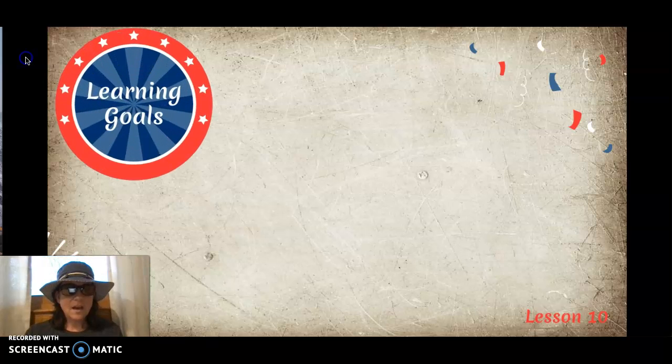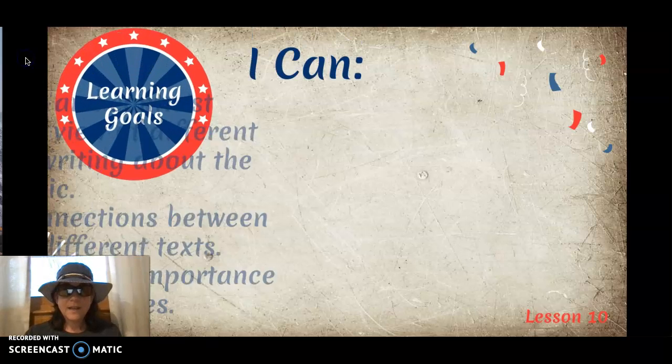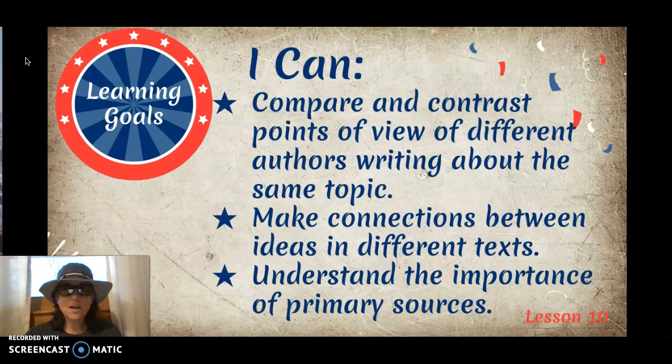All right, so today our learning goals are: I can compare and contrast points of view of different authors writing about the same topic. I can make connections between ideas in different texts, and I can understand the importance of primary sources.